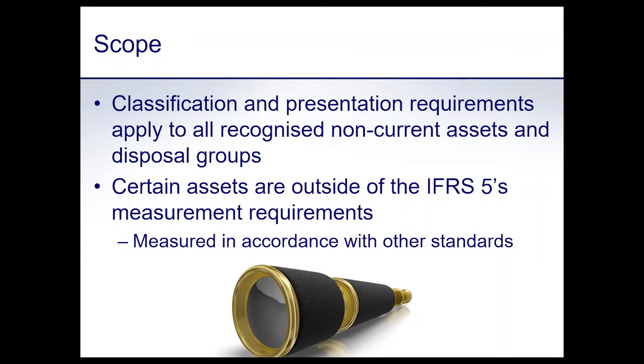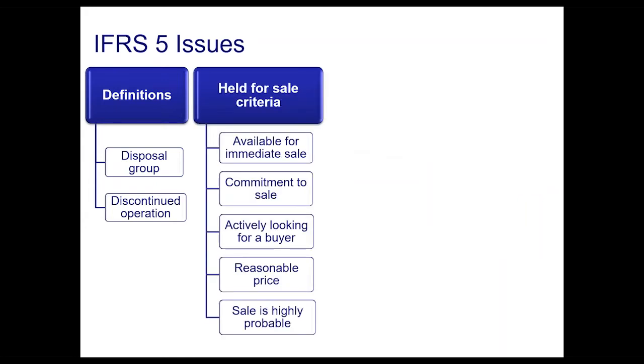IFRS 5 starts off by dealing with a few issues. So in this webinar, we'll deal with the issues that arise out of IFRS 5. We'll split them up into four different categories. We'll start off by having a look at definitions, describing what a disposal group is, what a discontinued operation is, what a non-current asset held for sale is in itself. We'll then move onto the held for sale criteria, what criteria need to be met.